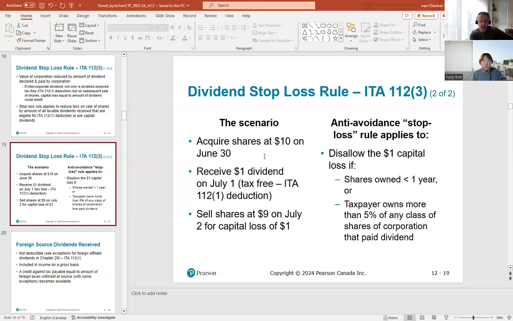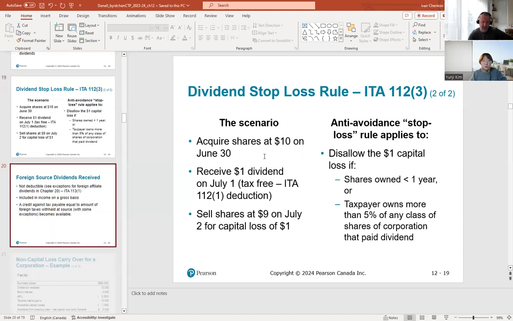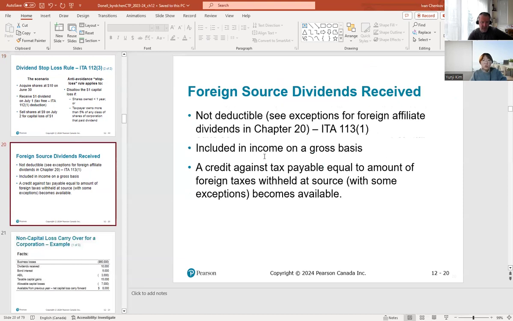Since the shares are owned less than 1 year, and the taxpayer owns more than 5% of any class of the shares of the corporation that pays the dividend. I don't think anything like that is going to come on the exam because this is a very specific thing on the dividend. I don't see anything coming on this case.